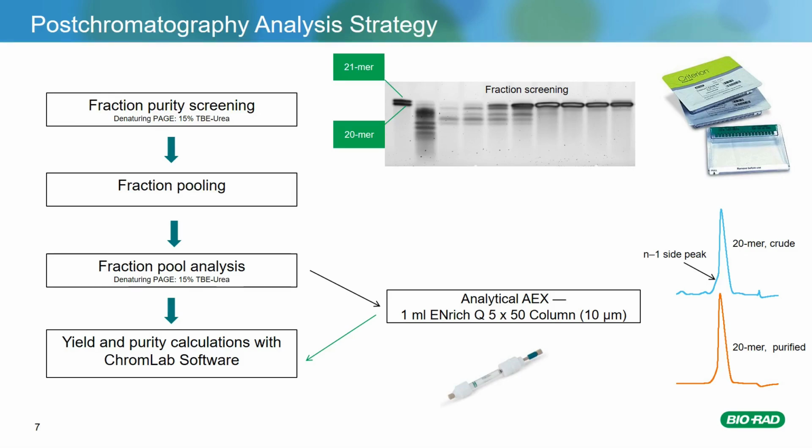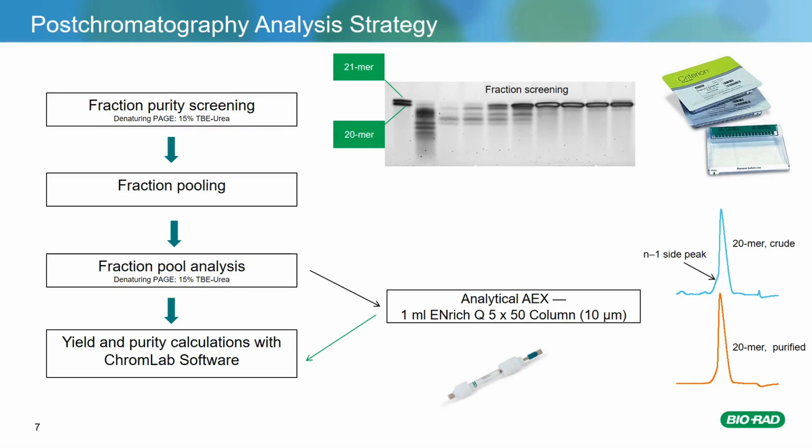Now, after discussing the method that we're going to use, I'm going to speak about our post-chromatography analysis strategy. We did some fraction purity screening using denaturing PAGE with a 15% TBE urea gel. To the right, you'll see an example of the fraction screening. You have on the left the ladder showing the 21-mer and the 20-mer, and then in the fractions you can see where this separation occurs.